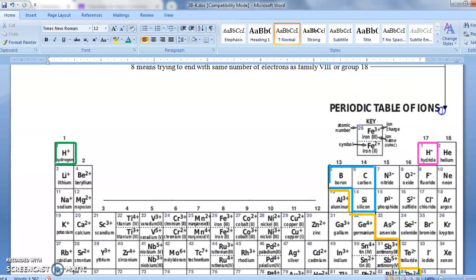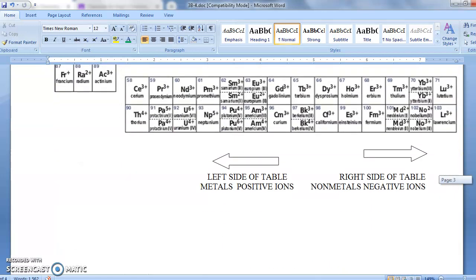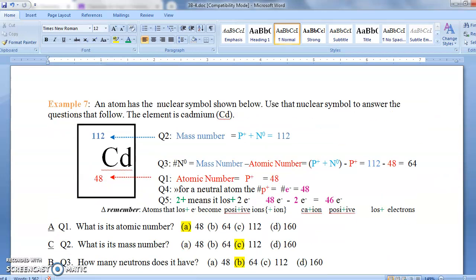This is the periodic table of ions. It's a nice little resource, and now you understand why they form the ions that we were working with when we introduced mass number and atomic numbers. And that takes us to our final question, example number 7, cadmium.